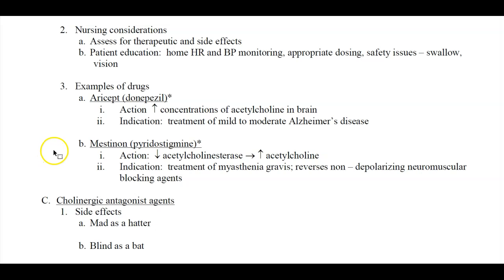As mentioned earlier, Mestinon or pyridostigmine is used for myasthenia gravis. Myasthenia gravis is an autoimmune neuromuscular disease which causes weakness in the skeletal muscles, which are responsible for breathing and moving parts of the body. So this medication is used for that. And in addition, it is a reversal agent for neuromuscular blocking agents such as vecuronium and rocuronium.